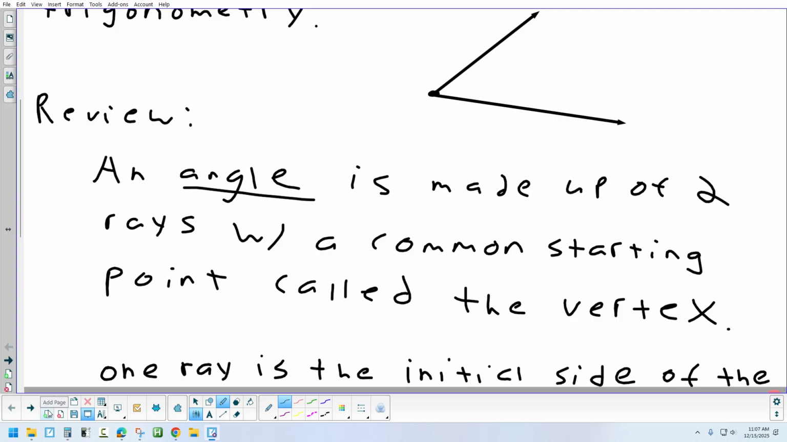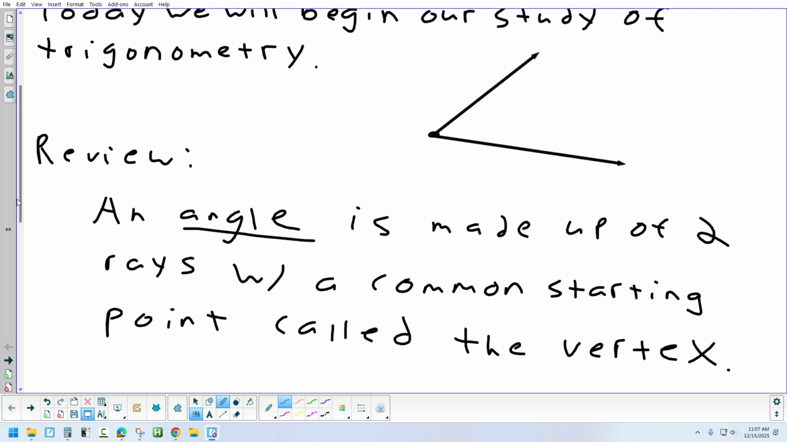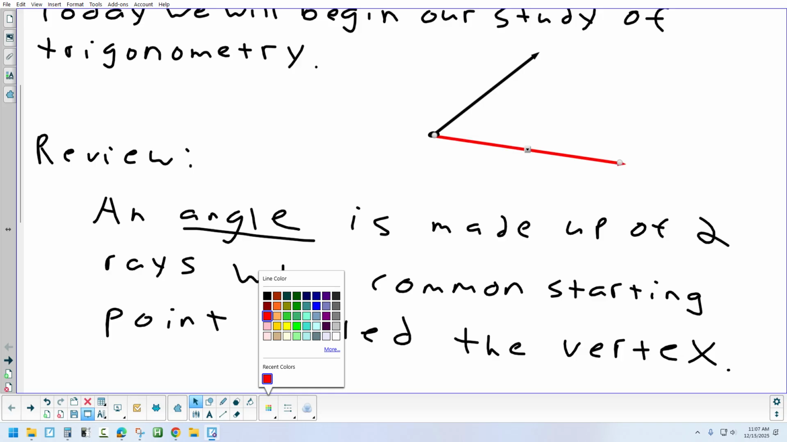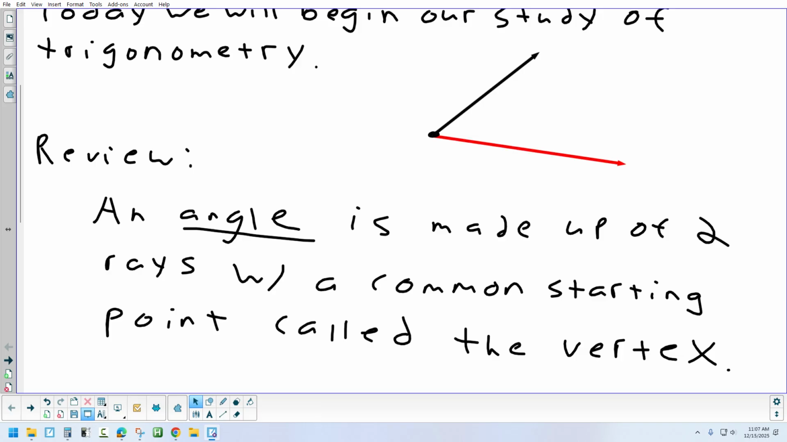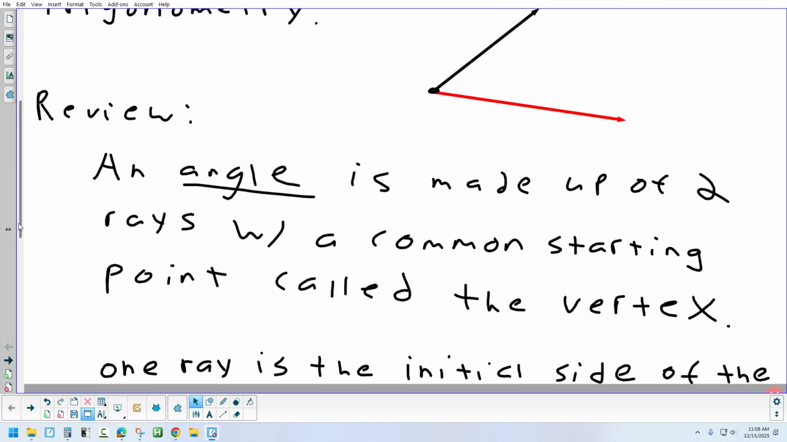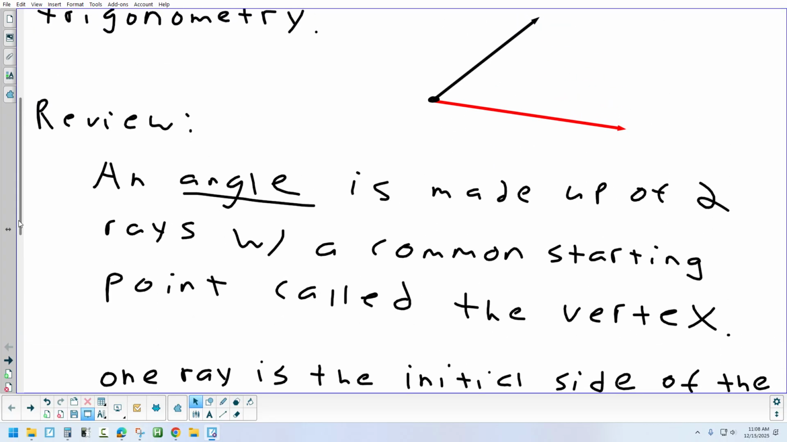When you have an angle, it has 2 sides to it, and we call them the initial side and the terminal side. Does anybody have a guess which side is the initial side in that angle? Just make them different colors so you can reference the color. Yeah, the red side is what we would call the initial, and the black side is what we would call the terminal.